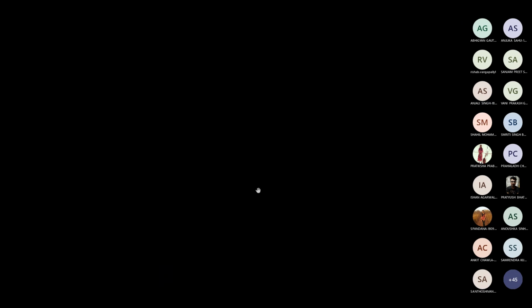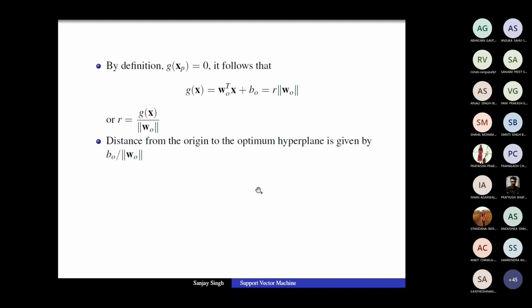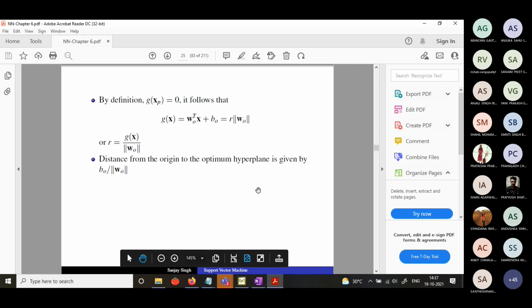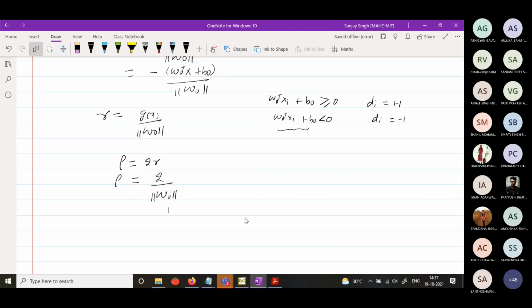So this we have seen, and I was saying that of this particular part, rho equal to 2 by W, which you have seen. And you know that rho is basically nothing but this one, that if this is the positive class, this is negative, etc. And rho is this distance, overall rho. Now our objective is to maximize this rho.